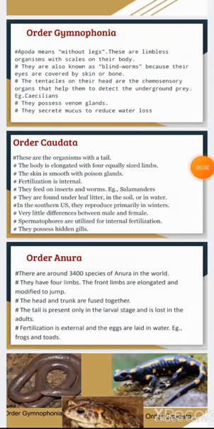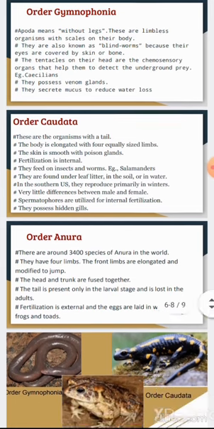Order Gymnophiona or Apoda. Apoda means without legs. They are limbless organisms with scales on their body. They are also known as blindworms because their eyes are covered by skin or bone. The tentacles on their head are chemosensory organs that help them to detect underground prey. They possess venom glands. They secrete mucus to reduce water loss.